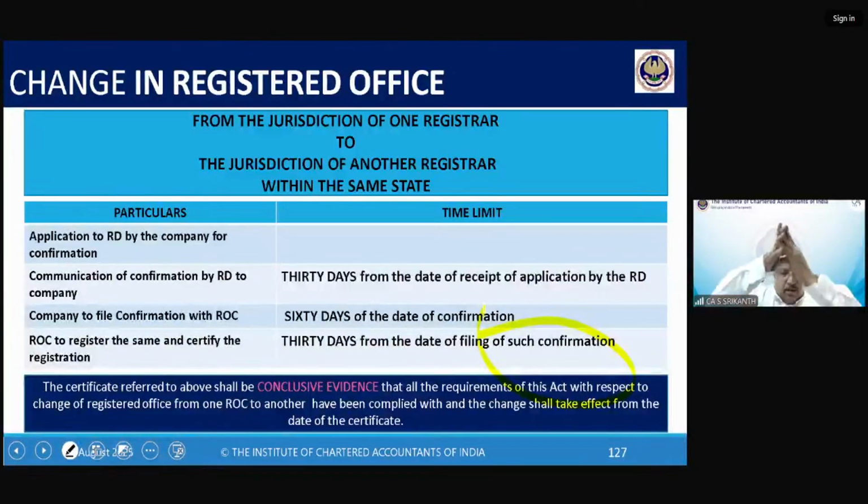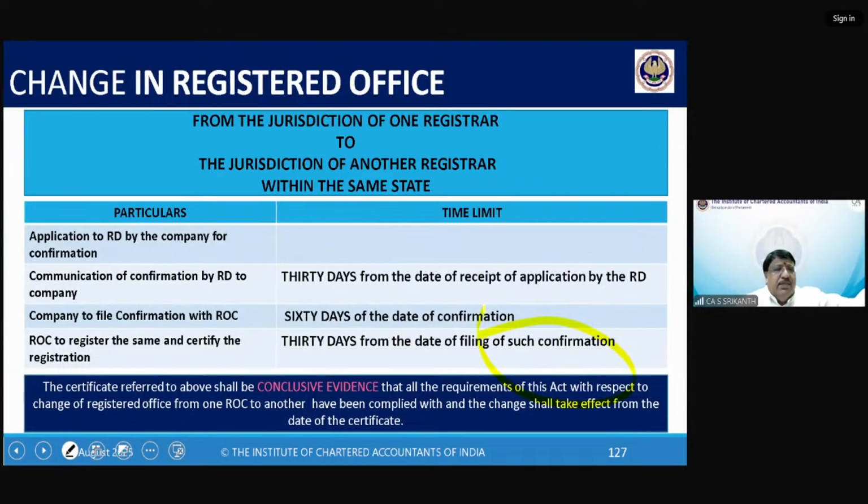So you file, and you have to go to him with your hands folded and tell him that you made an application. So please confirm it. Now the law says the confirmation should be given by the RD within 30 days. But of course, suppose the company has not filed annual return, financial statement, or has not complied with something, then he will say, first you rectify that and come. So that may take some time. But if everything is proper, within 30 days, you will get it.